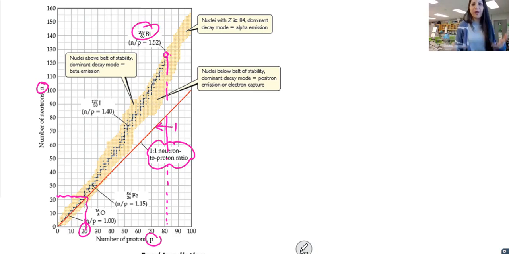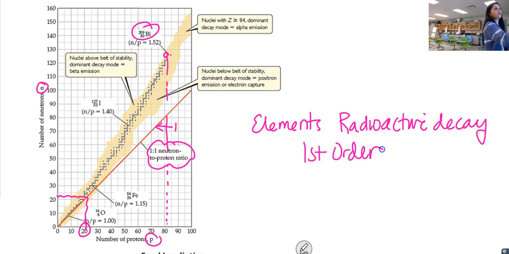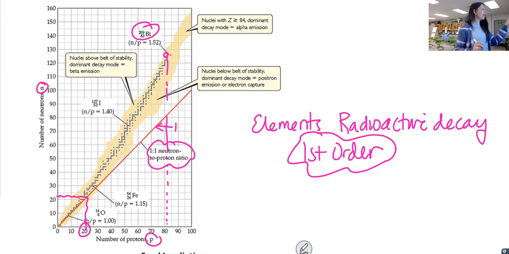And so that's where the belt of stability ends. And so just to give you a little heads up, and this is kind of cool to know, the elements will actually go through a radioactive decay according to the first order rate law, okay? So these elements typically will decay according to first order, okay?